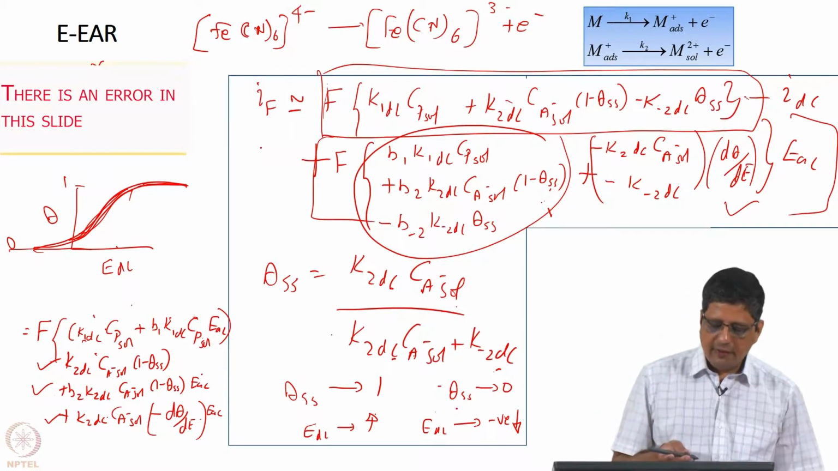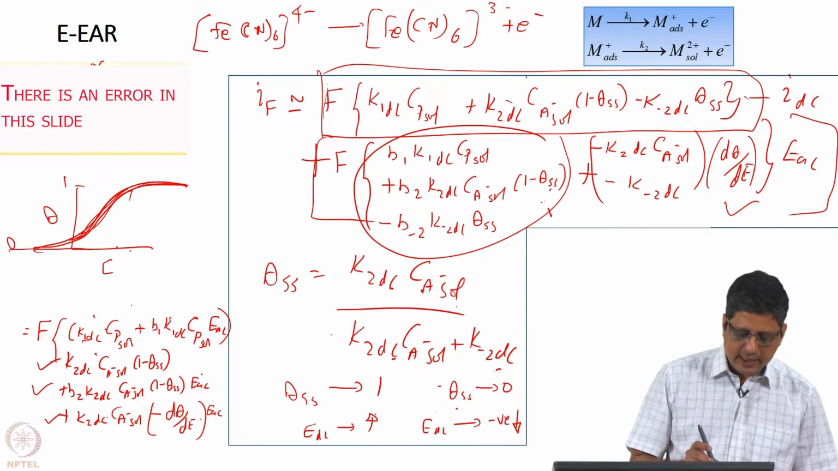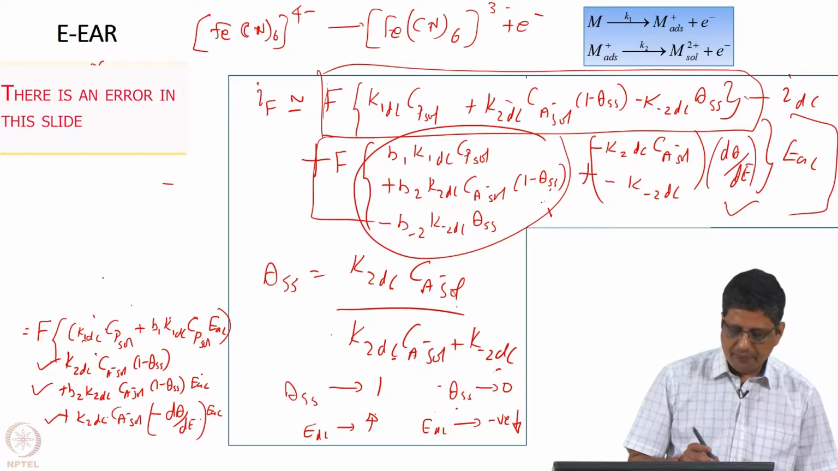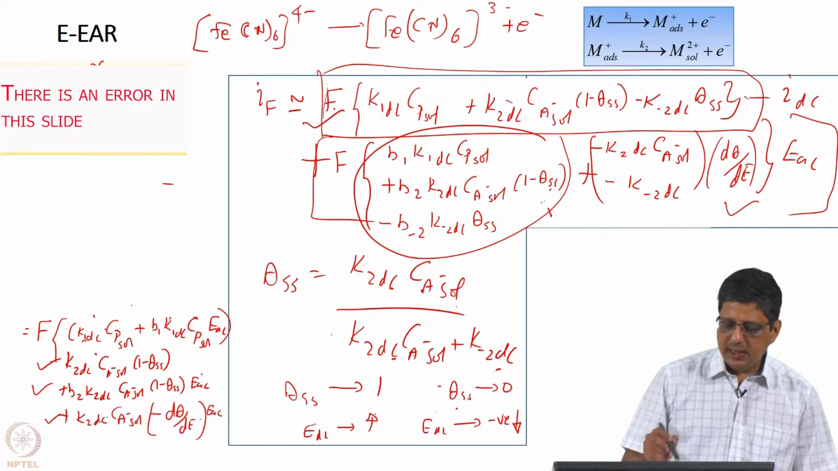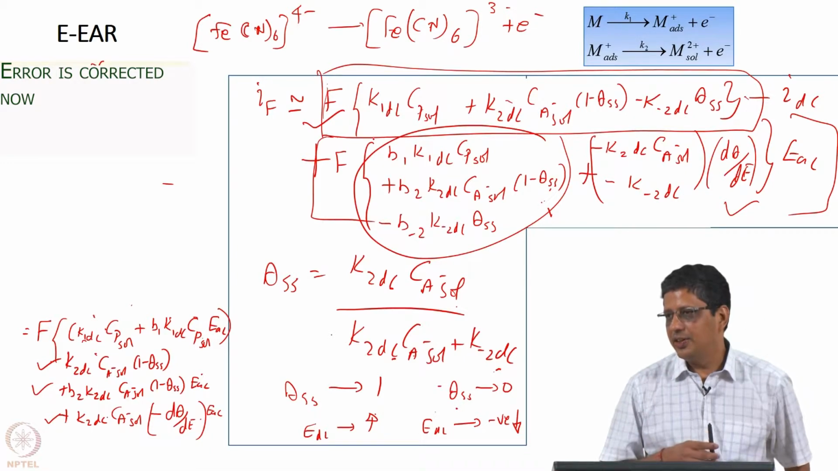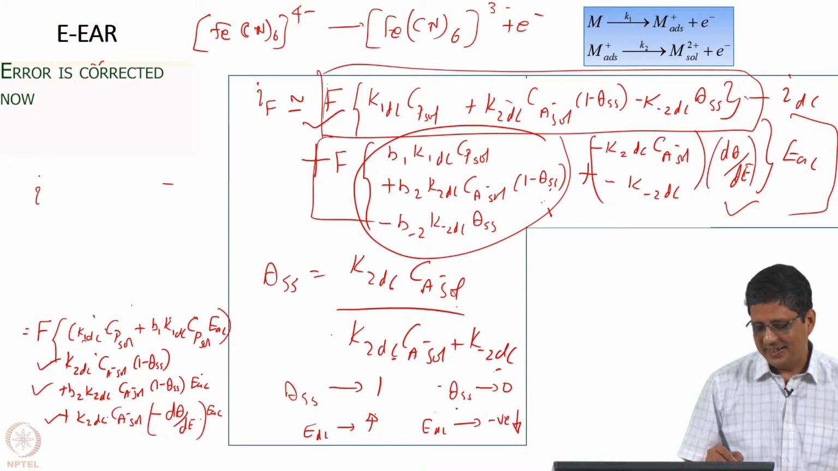Now, what happens to the Faraday current? Just the DC Faraday current, I am not looking at the AC yet. The DC part is given by this term in the box. What I have written is actually not correct. Can you identify a problem here?